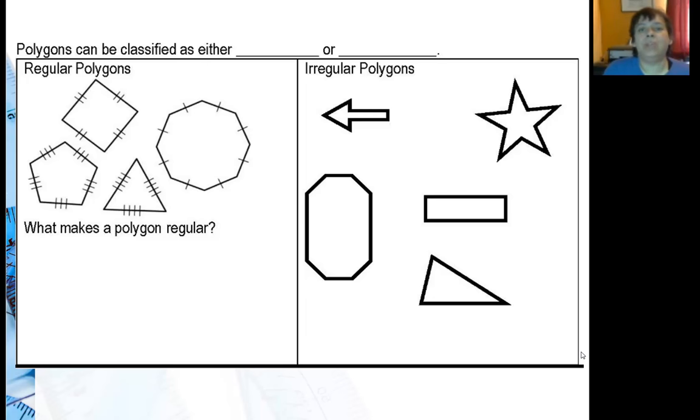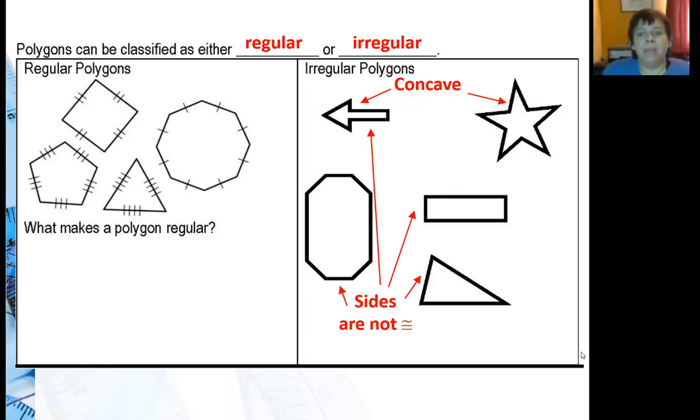Now, the reason it's important to know concave or convex is that it's a quick way to check on regular polygons. So polygons are either regular or irregular. Let's first look at the irregular polygons and see how they're different from the regular ones on the left. Here you can see that these two are concave, and none of the other polygons in the regular side are concave.